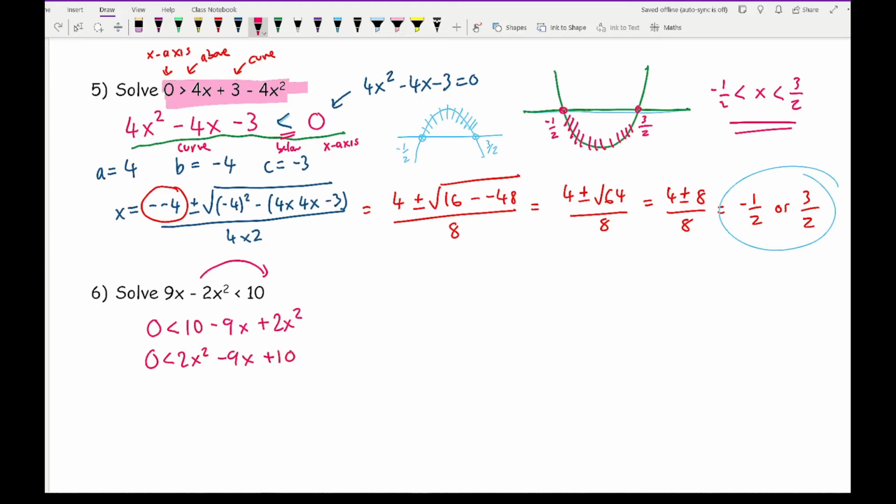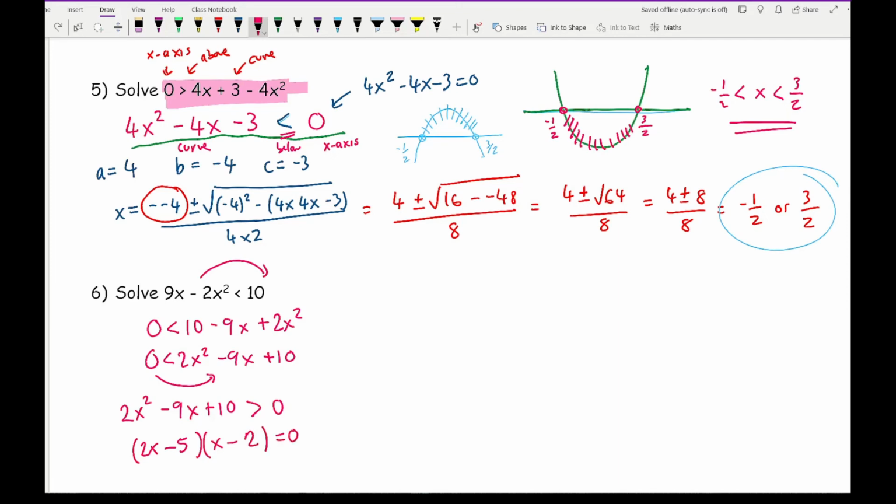Then I'm going to take the 0 over to this side. So then I've got 2x squared minus 9x plus 10, and the 0 is now on this side, so I need to flip the inequality. So I end up with something that looks like this. Now from this, I just need to see if this factorizes, or I could use the quadratic formula if it's taking me too long. It does actually factorize, so I've got 2x minus 5 and x minus 2, and that equals 0.